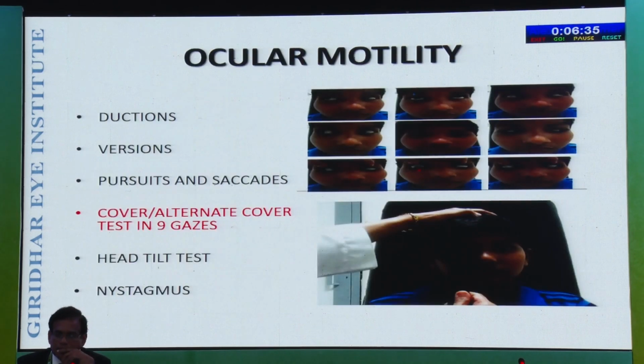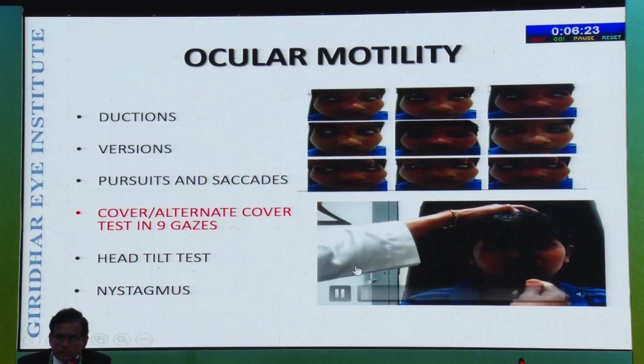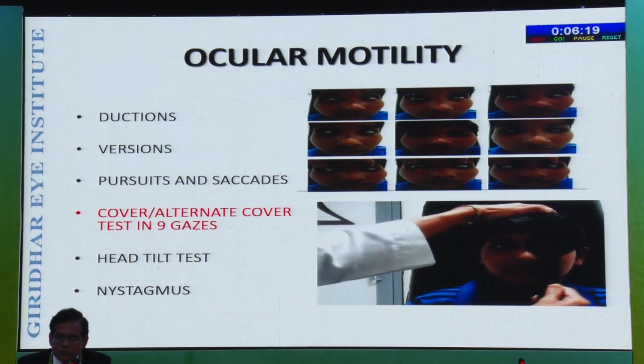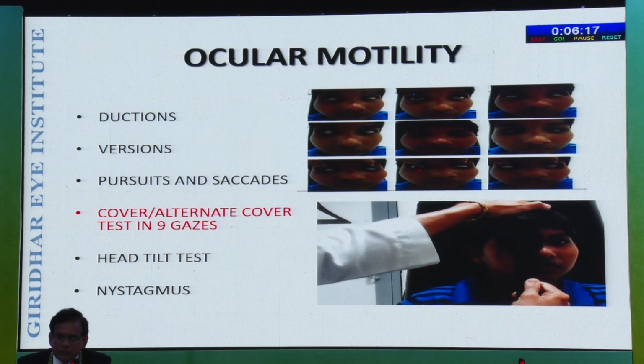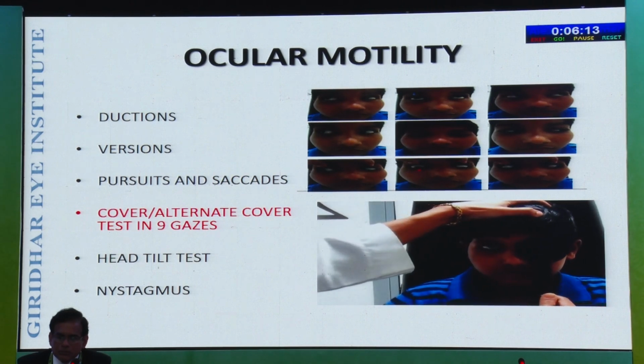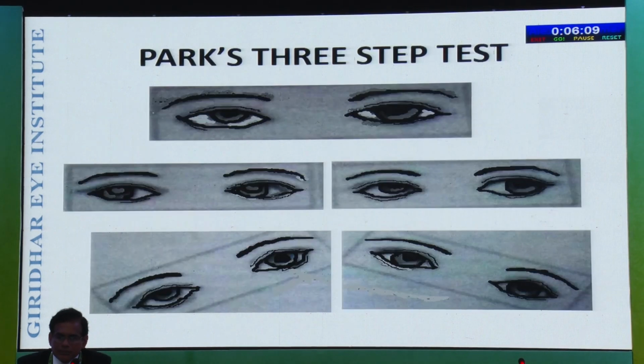Look for the ductions, versions, pursuits, and saccades. Do the cover and alternate cover test in all 9 gazes, and also do a head tilt test, and look for any accessory signs like nystagmus. And Park's 3-step test is very important.